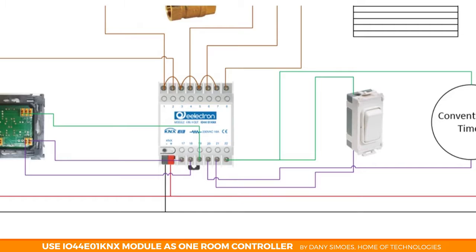So my third input is a conventional timer that is going to act on the valve control, and the fourth input is a basic 230 volts retractor switch that will act on outputs 3 and 4, which are used for the blinds. Now let's see how we can build that project on ETS.